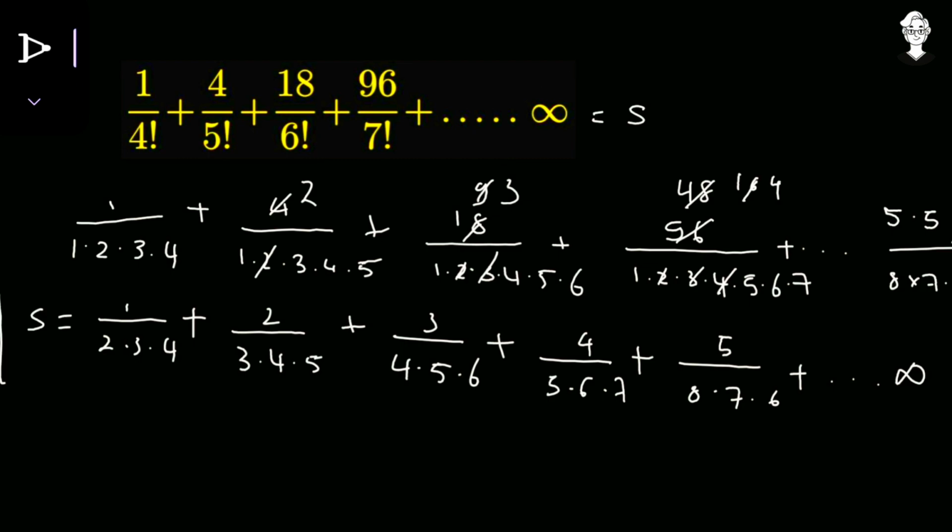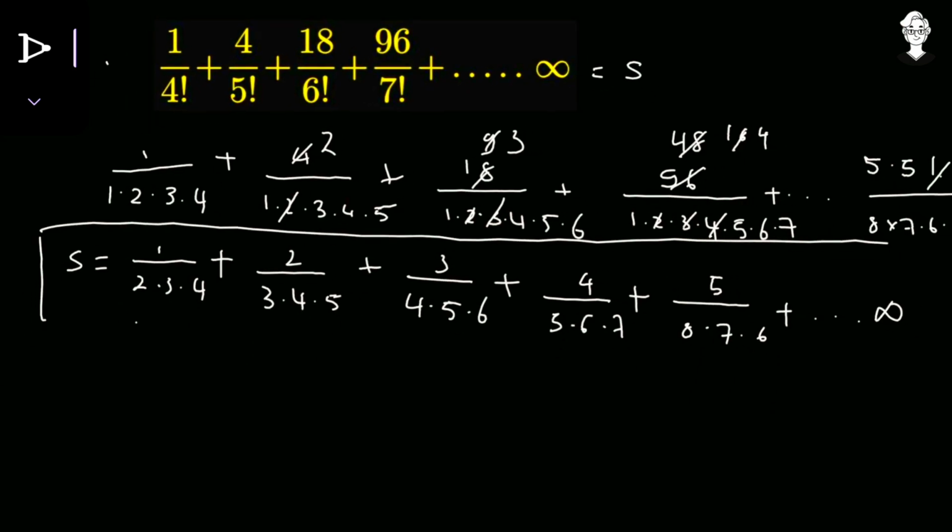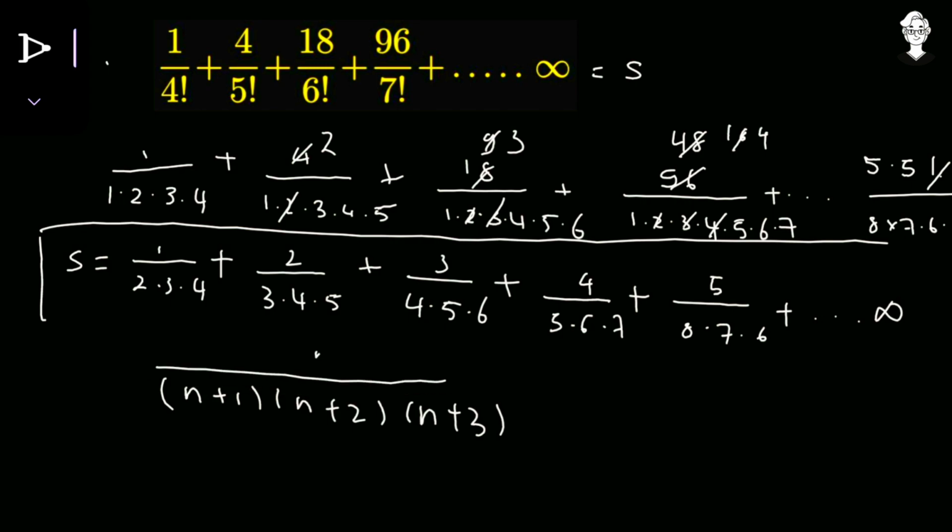So now look for a pattern present over here. We can observe that the numerator is very simple. It's 1, 2, 3, 4, 5, 6. And in the denominator we can see a pattern that's 2, 3, 4, then 3, 4, 5, then 4, 5, 6. So the pattern is like this: n plus 1 multiplied with n plus 2 multiplied with n plus 3. This is the denominator pattern, and in the numerator I will keep the value n as it is.